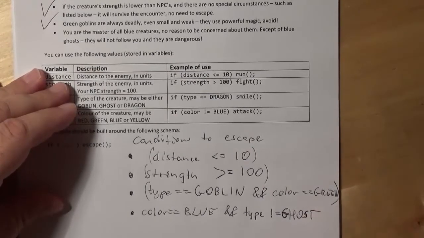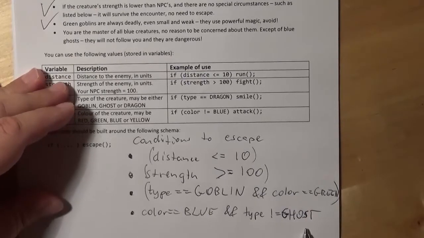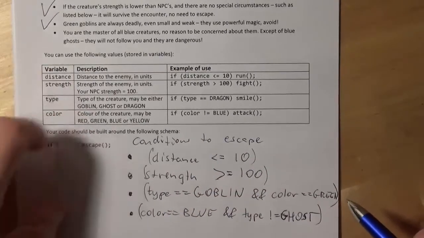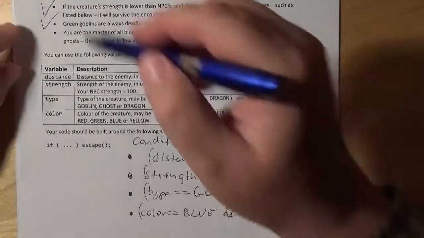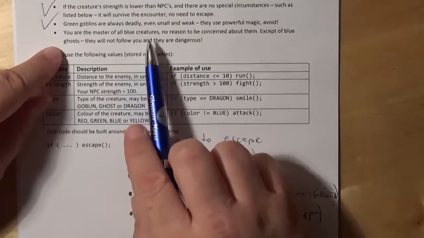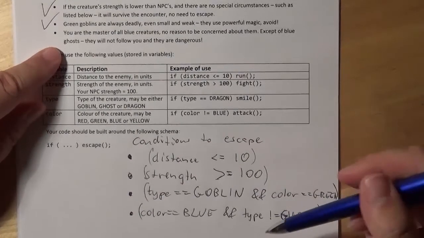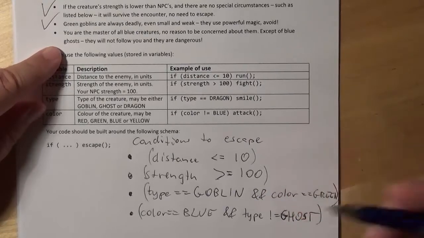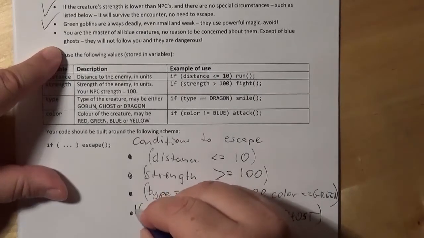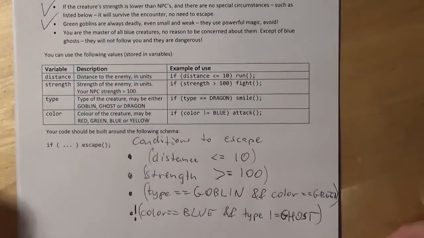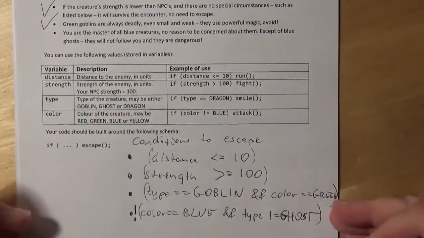I hope it will be clear. Color equals blue and type not equal to ghost. Brackets. But wait a moment. This particular condition tells you are the master of all blue creatures. No reason to be concerned about them. So it is not the condition to escape, it is the condition to stay. But I will just add a negation at the beginning of this condition, and this is how I made this condition the condition to escape.